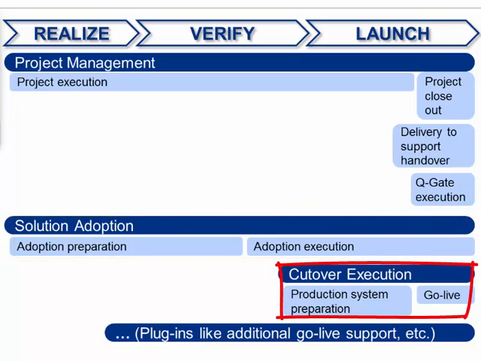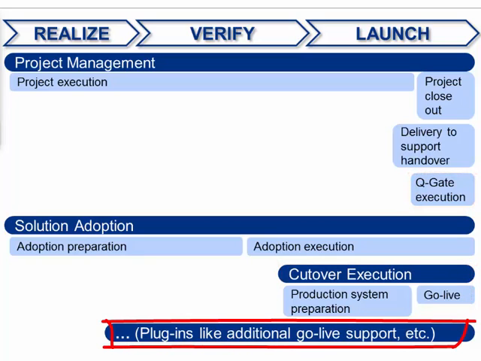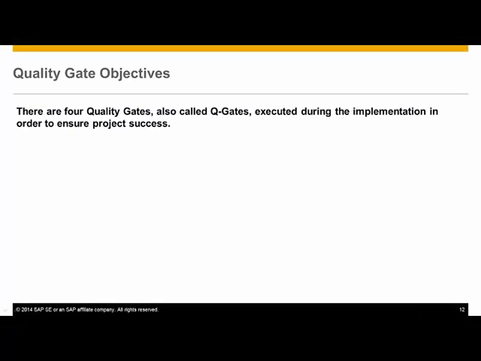The cutover execution stream delivers a production system that is ready for real transactions. Once the go-live QGate is executed, operational transactions are entered and processed in the production environment. Often, customers will purchase additional go-live support or training services, which can easily be plugged into the methodology as a stream. Now that we've reviewed the deliverables for each quality gate, let's summarize the objectives.